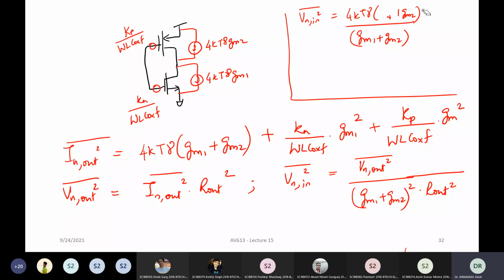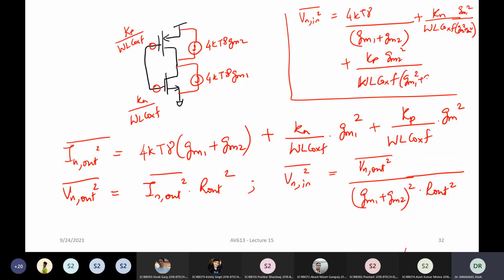So you can get rid of this top term, correct? Plus, of course, you'll have Kn/(WL Cox f) times Gm1 squared divided by (Gm1 + Gm2) squared, plus Kp/(WL Cox f) times Gm2 squared divided by (Gm1 + Gm2) squared. Okay, this is what you would get. So this is how it is.